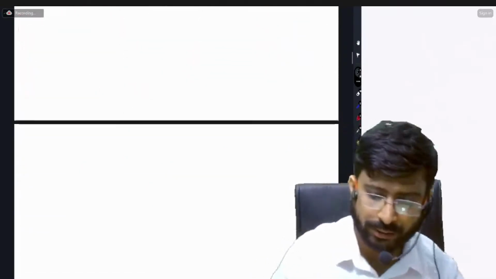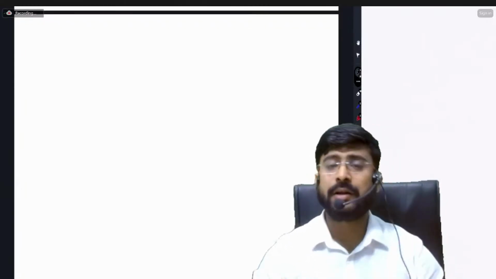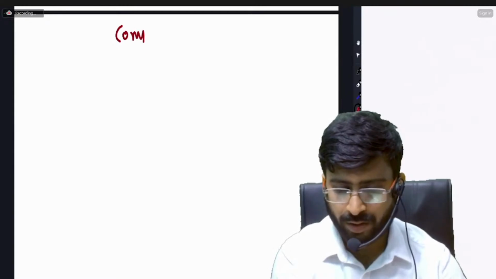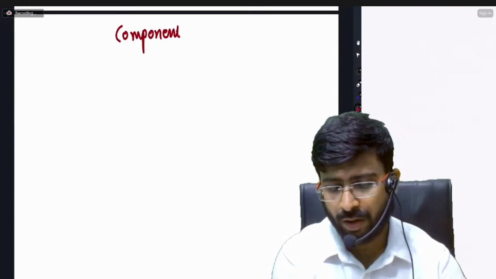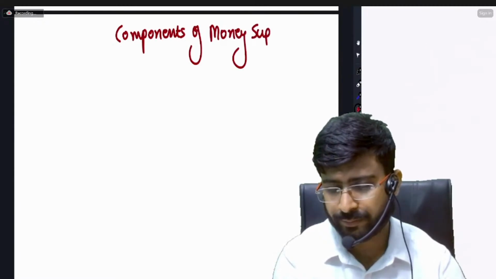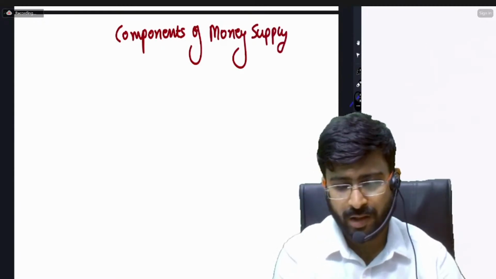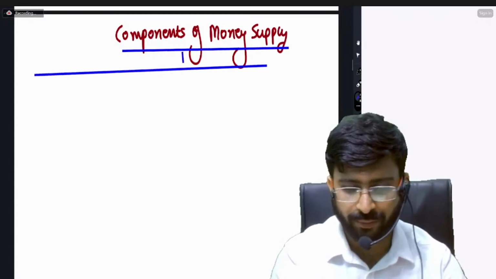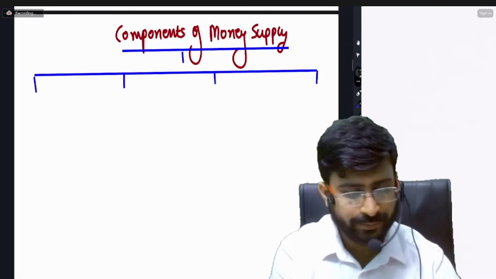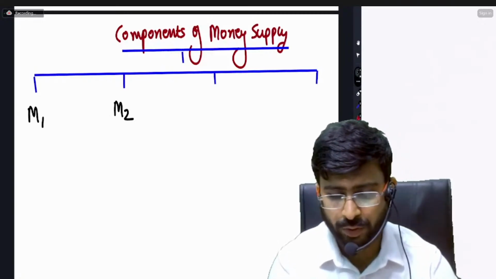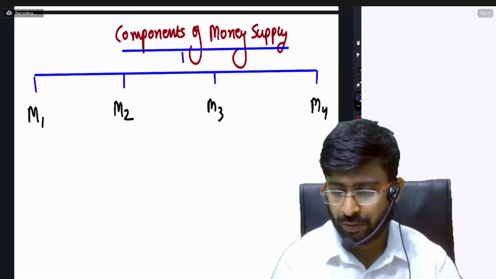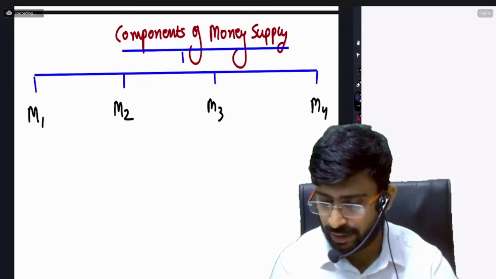Now moving on. Components of money supply. Friends, there are four main components of money supply: M1, M2, M3, and M4. So, sir, can you talk to us about each one of them?